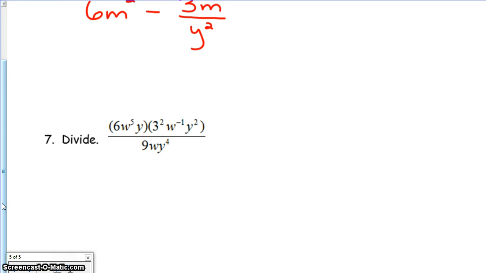We're going to move on to our last example of division. For this one, we're going to multiply in the numerator first, then we're going to divide that entire numerator by our denominator. So we go back to our multiplication skills. When we do this, we have 6 times 3 squared, so 6 times 9 is 54. We're going to add our exponents together for our w's.